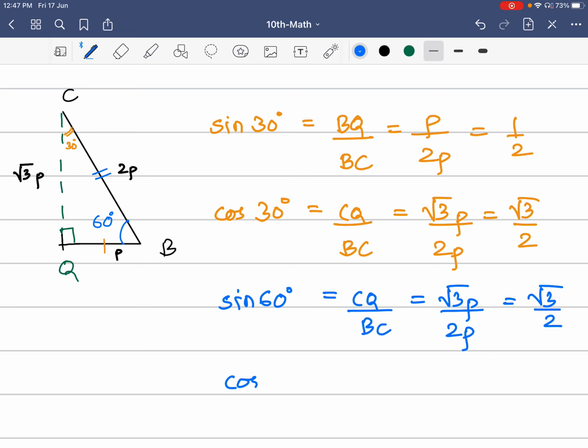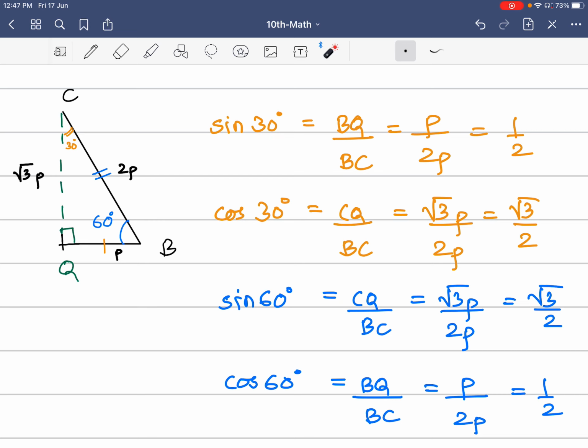And now let's find cos of 60 degree. Cos of 60 degree is the adjacent side, which is BQ, adjacent to 60 degree, divided by the hypotenuse, which is BC, but BQ is P and BC is 2P. So that is going to be equal to half. So as you can note, sine 30, which is half, is equal to cos 60, which is also half, and cos 30, which is root 3 by 2, is equal to sine 60, which is root 3 by 2. So the values have got swapped with each other.